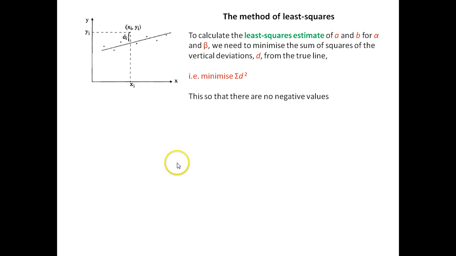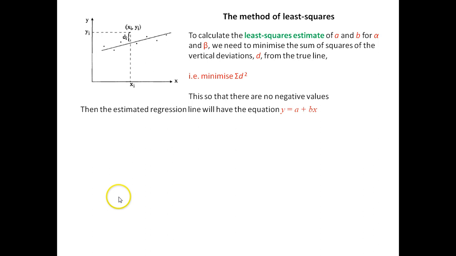So we need to calculate the least squares estimates a and b for alpha and beta. We need to minimize the sum of the squares of the vertical deviations, so these d's, from the true line. And because we could be above or below, we're going to minimize d squared so that there are no negative values. So d squared is what we're interested in. Then the estimated regression line will have the equation y equals a plus bx, where a and b are the least squares estimates for alpha and beta.